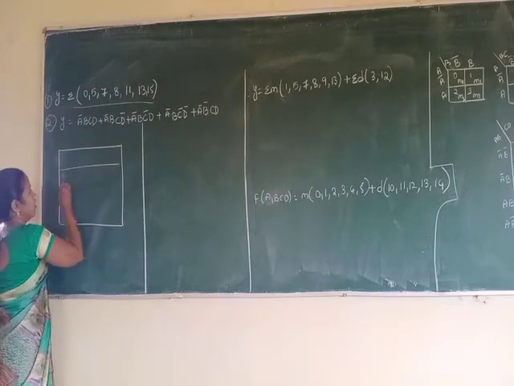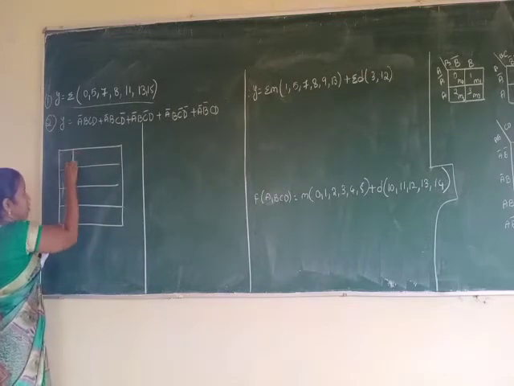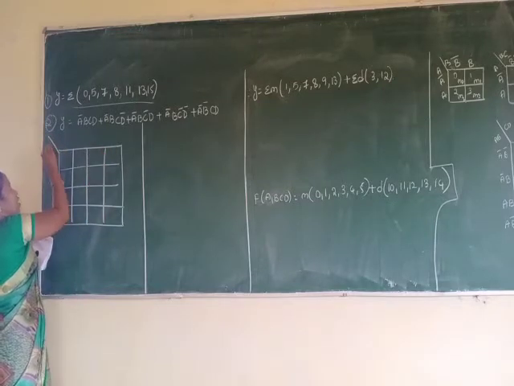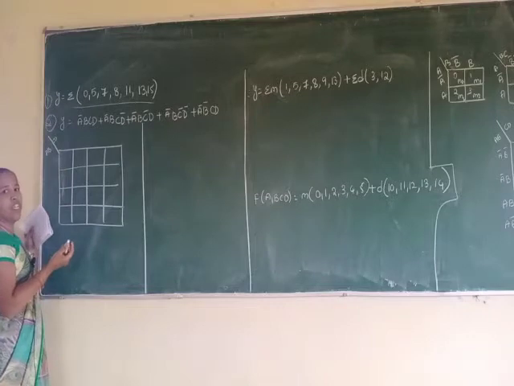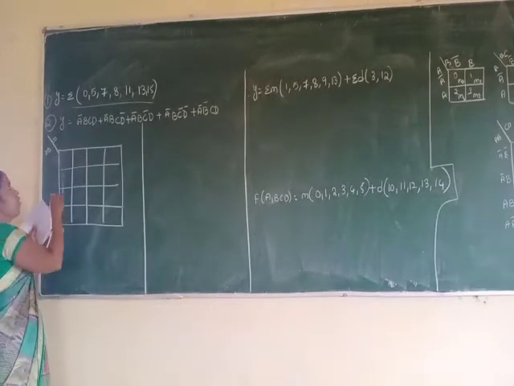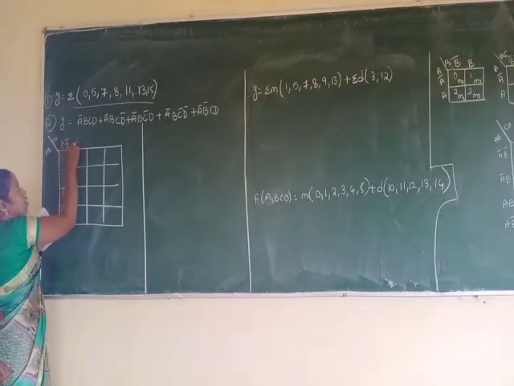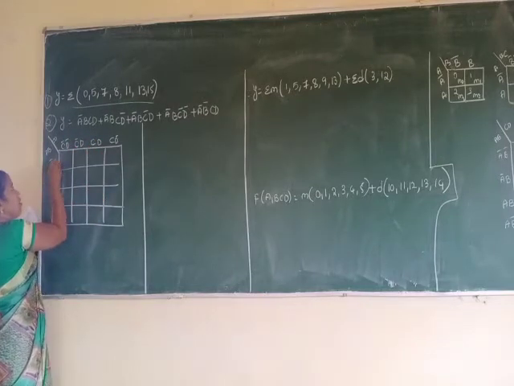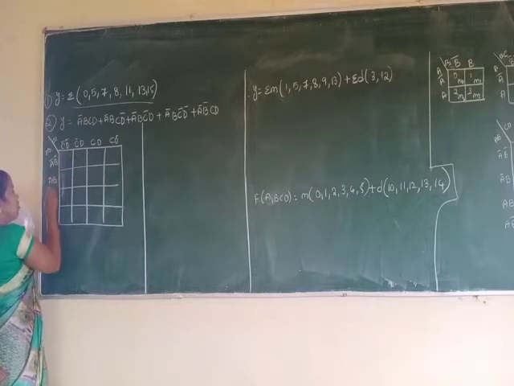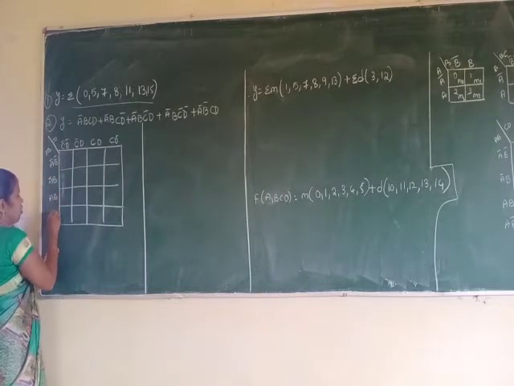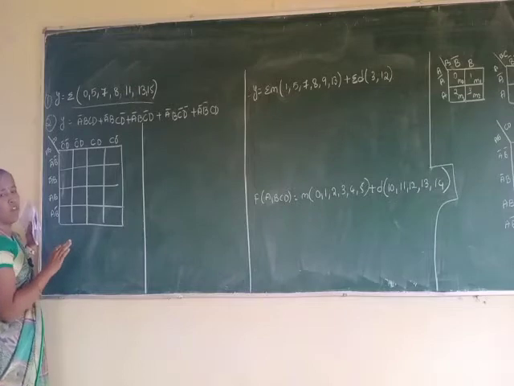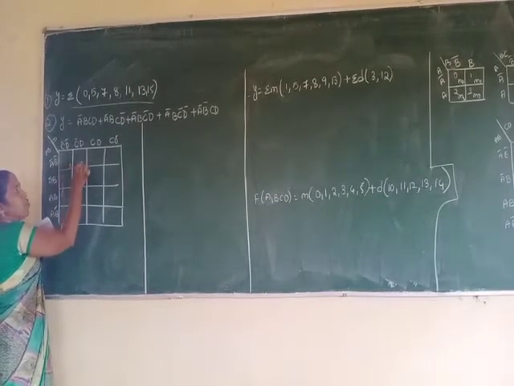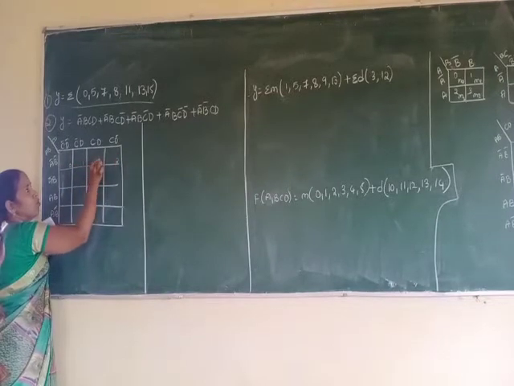So here, on this side I am taking AB and here it is CD. Right, you can take W, X, Y, Z. So now here I have to write the minterm values for each corresponding cell. So I will start with 0, 1, 2, 3.